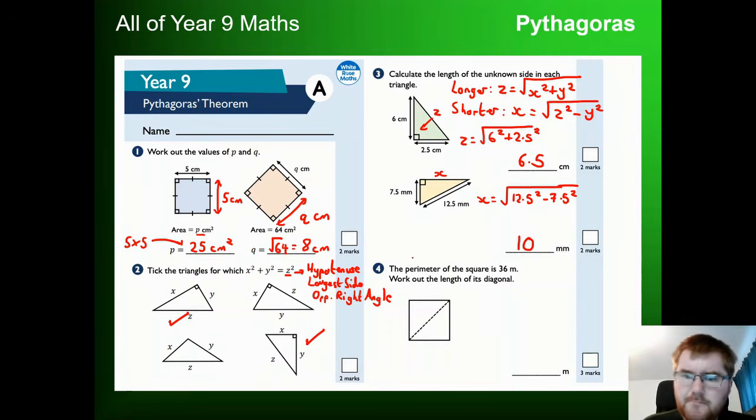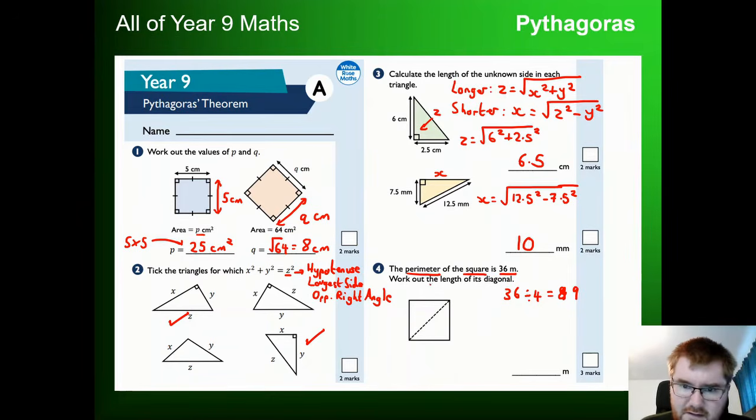Now question 4, we're given the perimeter of the square, so that's really important, is 36 meters. Now remember the perimeter, what that means, all the sides add up to 36. We also know each of the sides are the same, so we can actually work out a side here by just doing 36 divided by 4, which is equal to 8. It's not equal to 8, it's equal to 9.